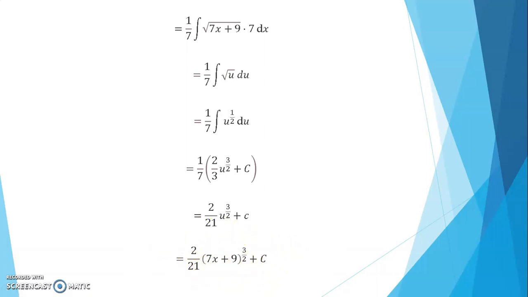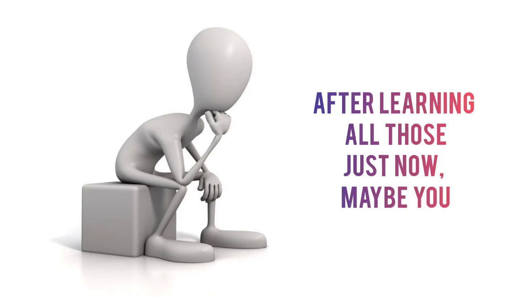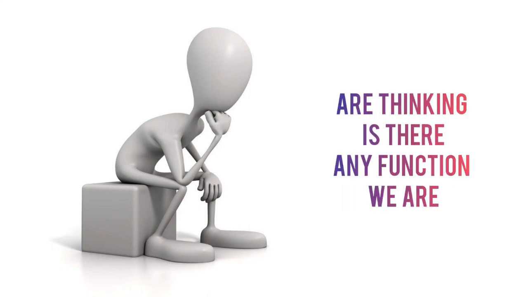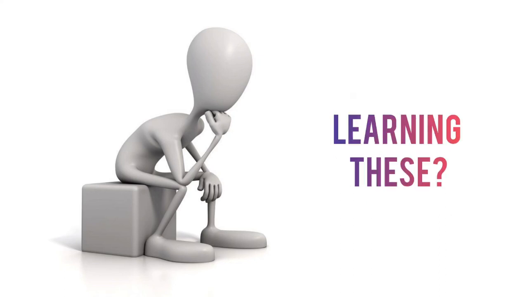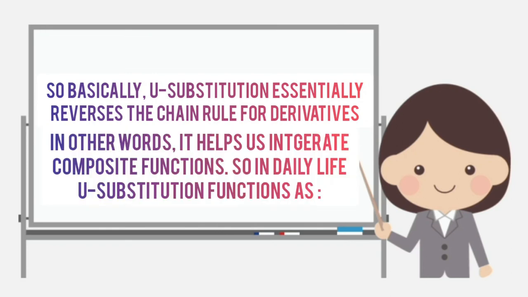And that's all for this last question. After learning all those just now, maybe you are wondering, where do we use this? Basically, U substitution essentially reverses the chain rule for derivatives. In other words, it helps us integrate composite functions.